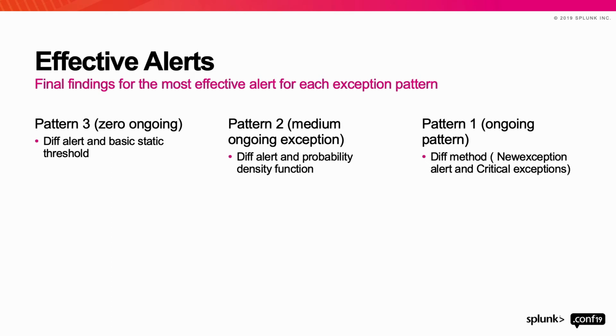In the effective alerts, going back to our patterns again, these are how we applied and solved the problem. For pattern 3, which is like the 0 exception, we used the diff alert and a basic static threshold. For pattern 2, which were the medium ongoing exceptions, we used the diff alert and the probability density function. And then for pattern 1, we used just the diff method.